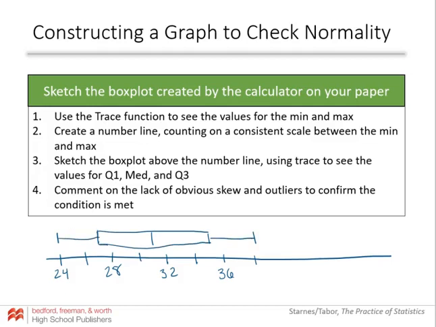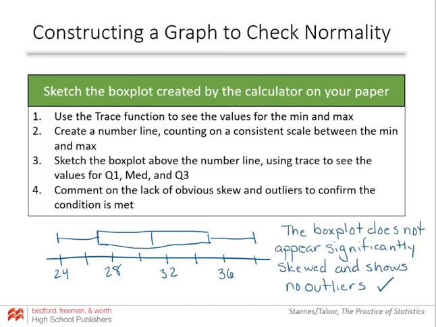All right, so I would go through when I'm checking my conditions. This would be the third condition. All right, and then after I draw this graph, I'm going to write a sentence commenting on the lack of skew and outliers. So my sentence might look something like this. The box plot does not appear significantly skewed and it shows no outliers, so check that condition is met.